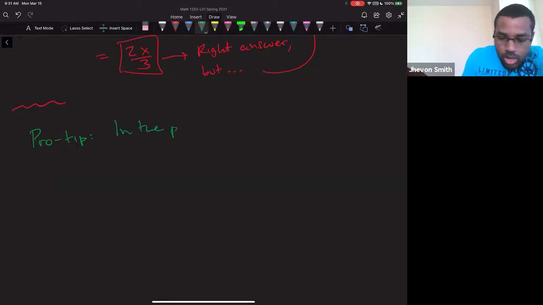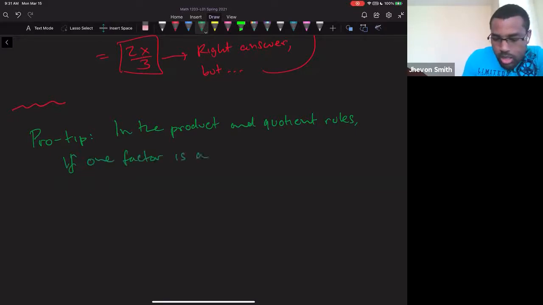In the product and quotient rules, if one factor is a constant, don't use these rules. I don't know how to say it. Don't use these rules.